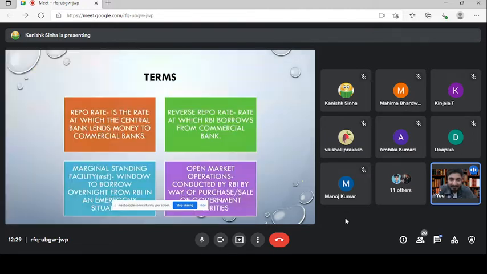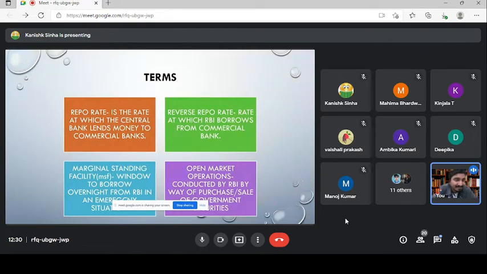Moving to the next slide, we will be talking about some important terms, guys, which you have to understand for your lifetime, not only for your CLAT or ALA. First is the repo rate. In the union budget, those who were part of the union budget class, you must remember, repo rate is the rate at which the central bank lends money to the commercial bank.